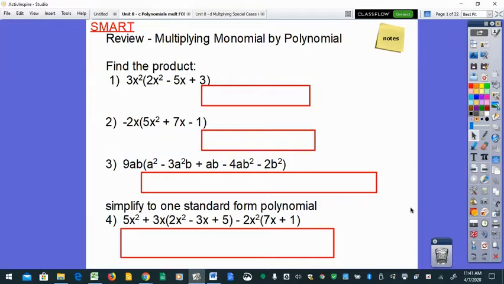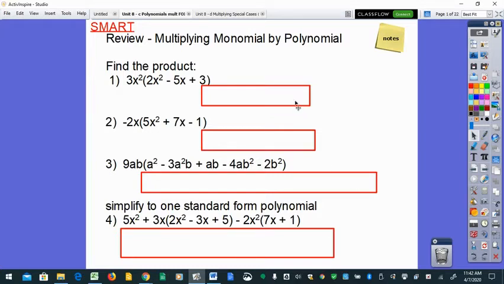Before we get started today, let's take a minute to practice what we've done so far. I'm asking you to multiply this monomial times this trinomial. Same thing down here on number 3, and same thing down here. So I'm asking you to do 4 problems before we get started. Pause the video, do these on your own, and in a second we'll come back and see how you did.